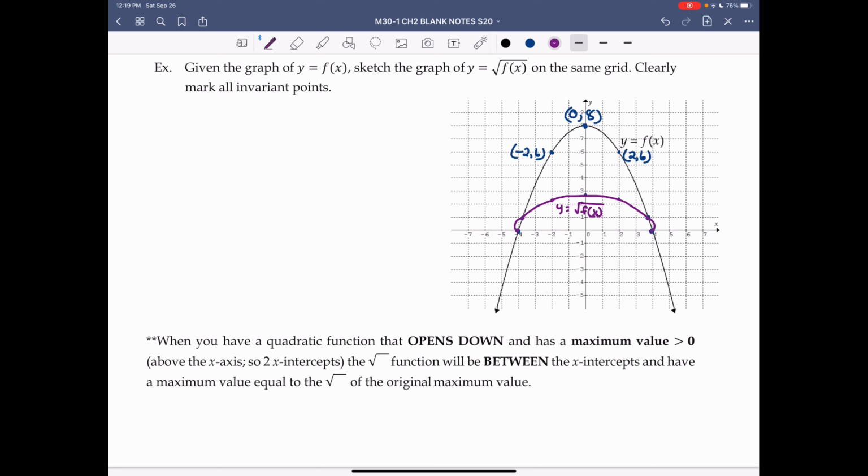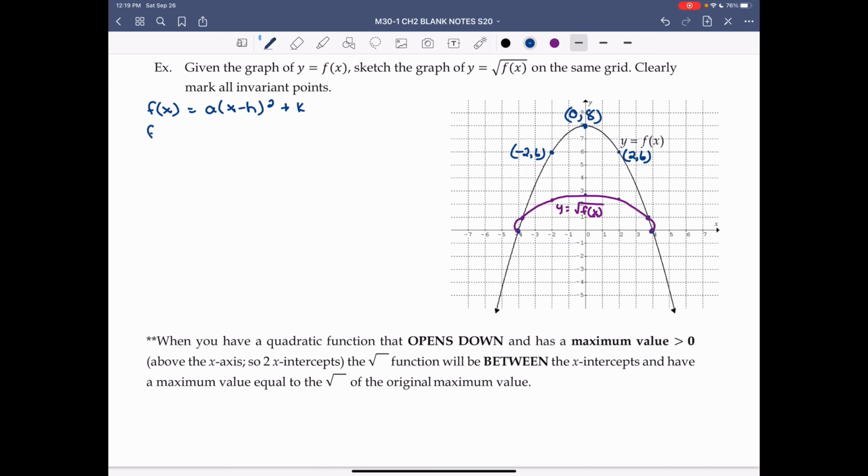So we've done what the question asked, but let's also find an equation for the square root of f of x, which means we need to find an equation for f of x. It's a quadratic. I know the vertex. I'm going to use vertex form, a(x minus h) squared plus k.